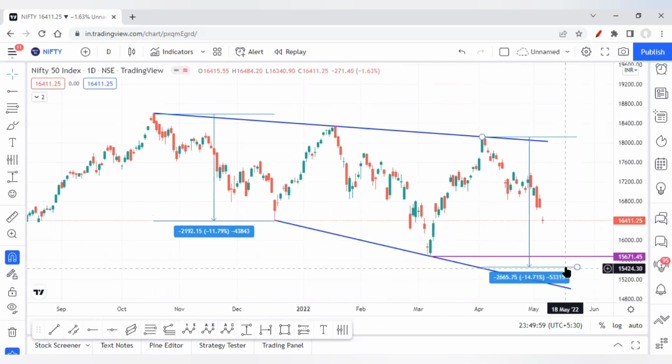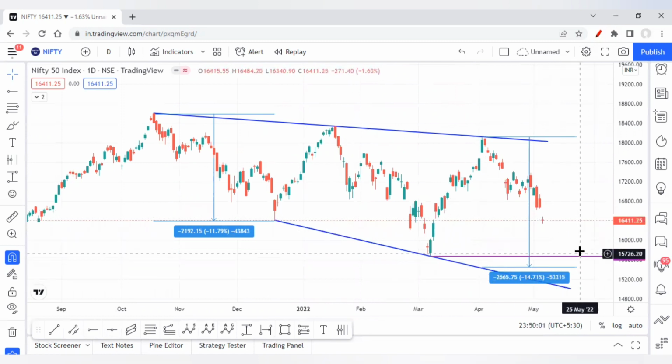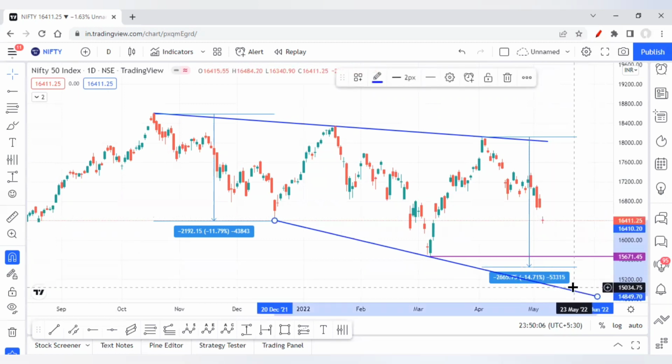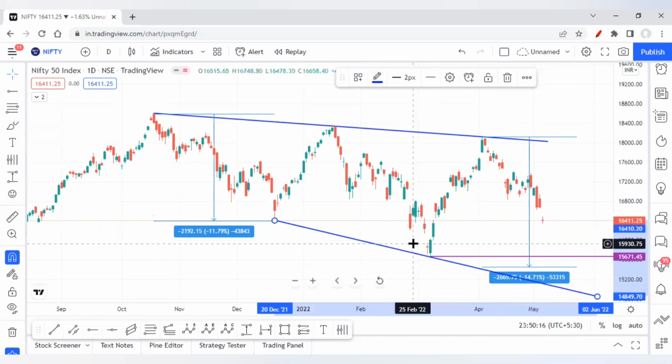Minimum this one, and it can even go below, depending on how much longer it stalls and how much longer it takes to go towards this channel line. So anything below 15,300 to 15,000 is what we can expect on the downside as per the price action. This is how you can draw the targets based on price action. Hope you understand.